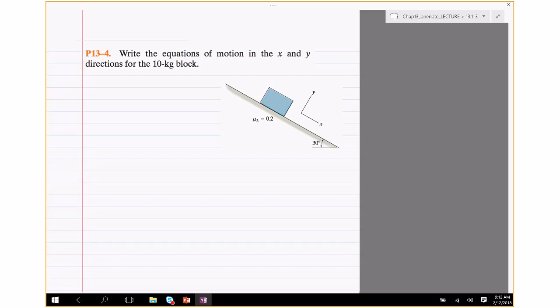Okay, so write the equations of motion in the x and y direction for the 10 kg block. Okay. Okay, I've not told you what mu k is. Mu k is the coefficient of kinetic friction.